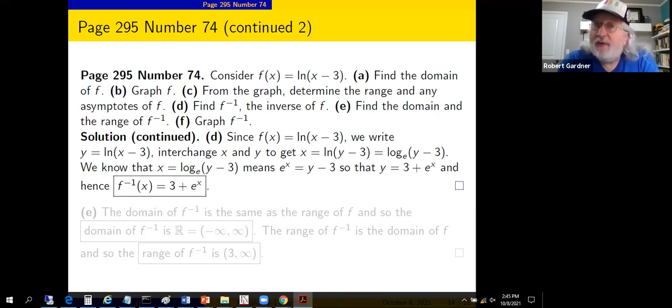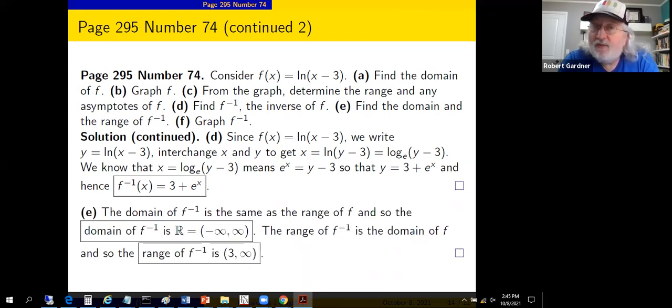What we're doing is solving for y here. We're in the process of finding the inverse function. So we've interchanged x and y. That's led us to this. Solve for y. That gives us y equals e to the x plus 3. And so that must be the inverse function. There's the inverse function. Part E, they want the domain and range of the inverse function.